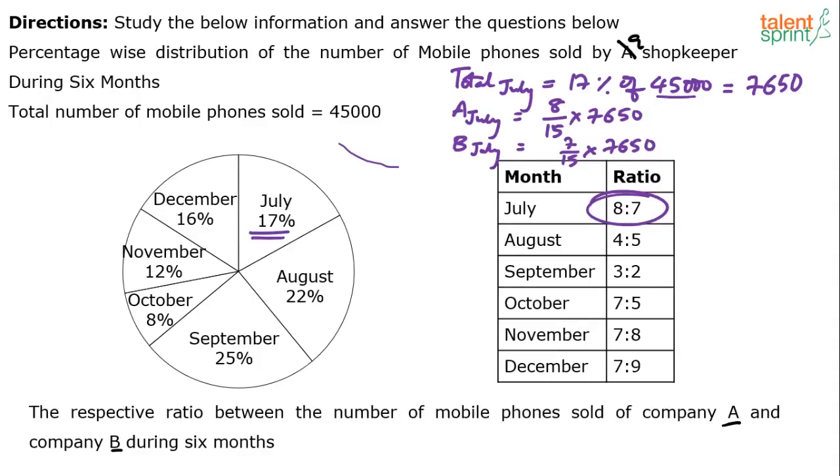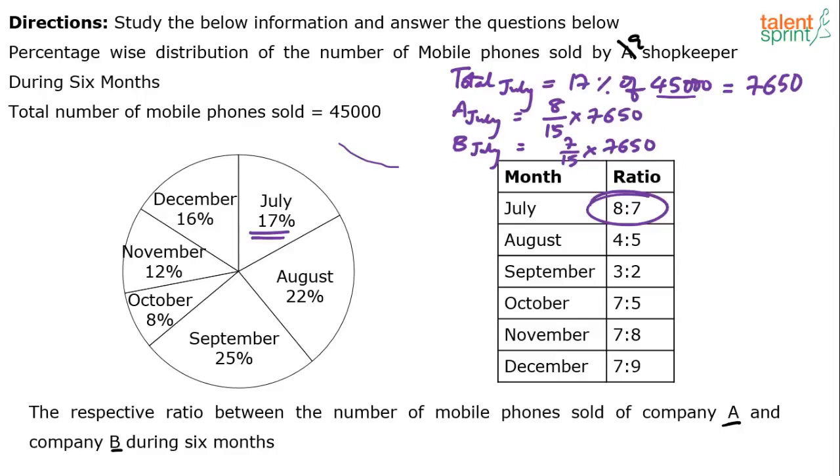Again, you can do these calculations by split and merge. 7,650 can be split as 7,500 plus 150. 7,500 by 15 is 500. 150 by 15 is 10. So this is 510. 510 into 8, 510 into 7. That's the calculation.